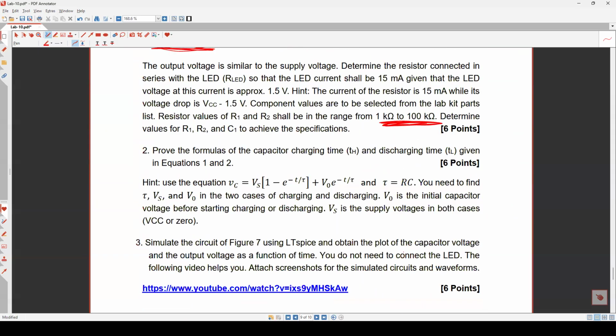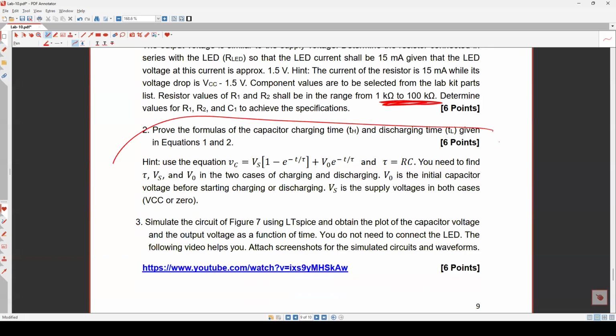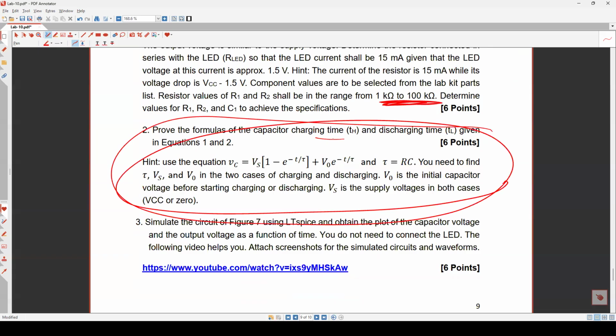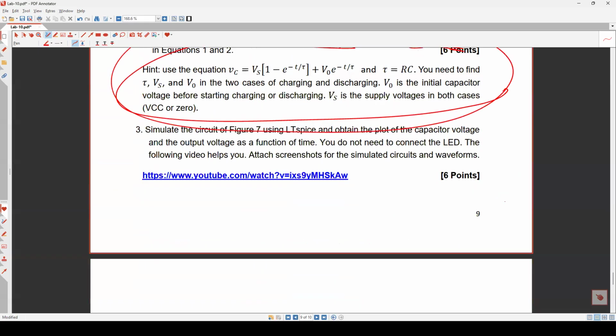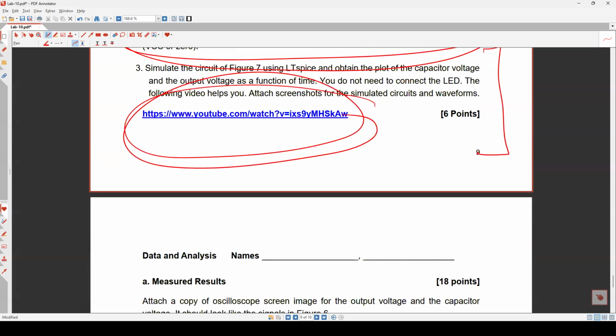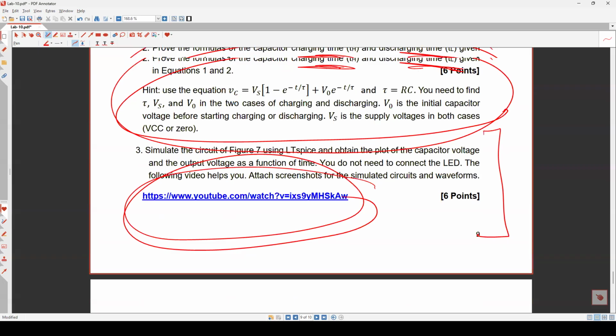The second thing you have to do in the pre-lab, as I told you here, is prove the formula given to you. The third thing is that you can simulate the circuit using LTSpice, which is very easy. There is a video here. Just watch the video. It's going to show you the steps. How can you simulate the circuit using LTSpice?